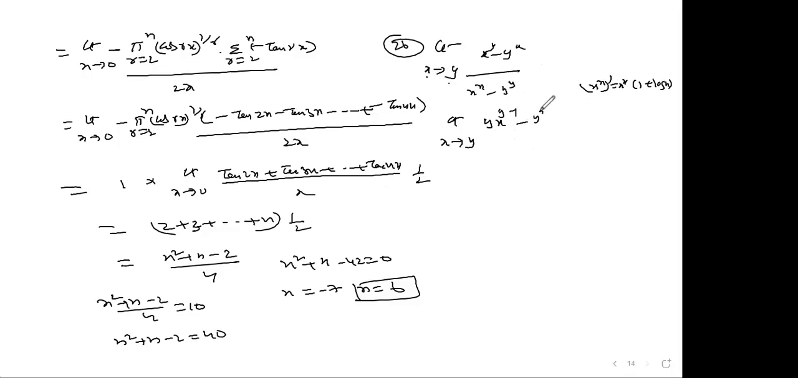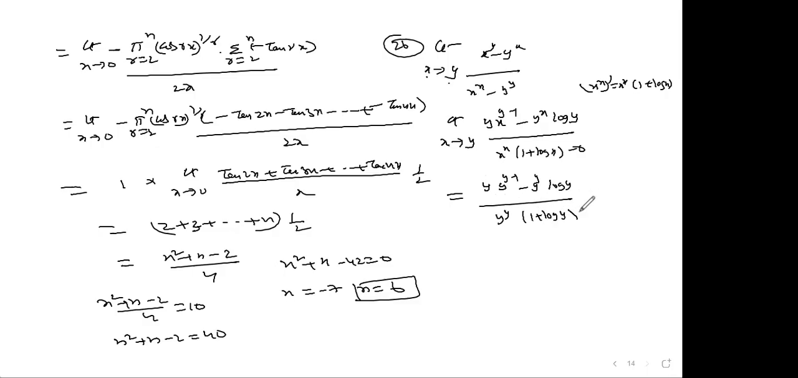Here y to the power of x log y will get divided by, here x to the power of x means x to the power of x into 1 plus log x. And y to the power of y means 0. Substitute y. Okay, here y to the power of y minus 1. Here y to the power of y and log y divided by y to the power of y 1 plus log y. So you got it as 1 minus log y by 1 plus log y. You got it, right? 26th one.